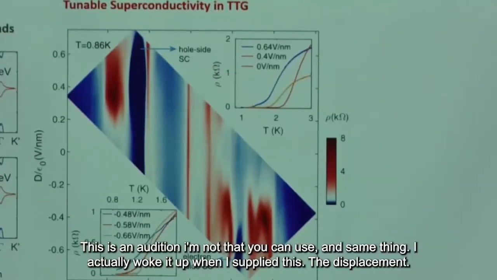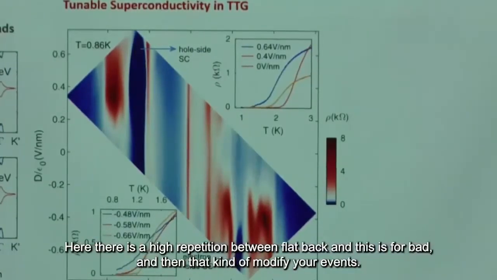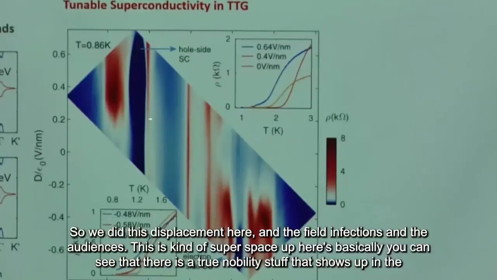When I just apply this displacement field, there's a hybridization between the flat band and this displacement band, and that will start modifying the band structure. Like this gap changes, and some of these things change. So with this displacement field, and looking at the resistance, this superconducting state appears.